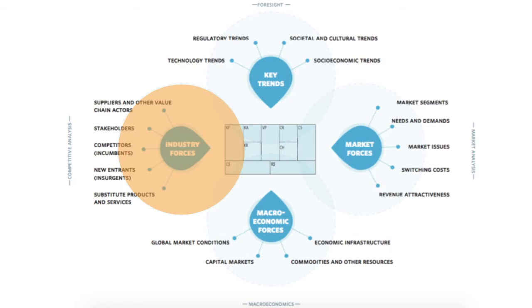Suppliers and other value chain actors looks at the key suppliers and value chain actors your business model depends on. How great is the dependence? How dependable are the relationships? How at risk are these businesses? Finally, stakeholders such as employees, governments, lobbyists, how much influence do they have?